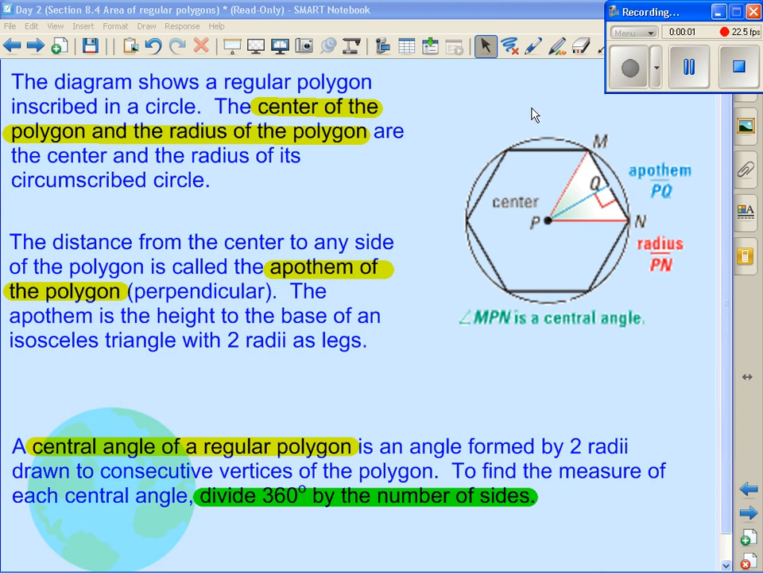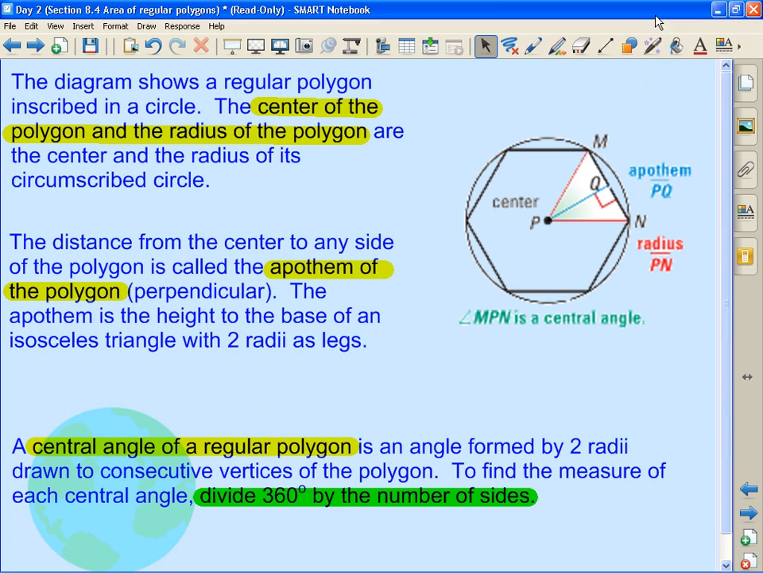Hello and welcome to day 2, area of regular polygons. In this video we are going to talk about some terminology.